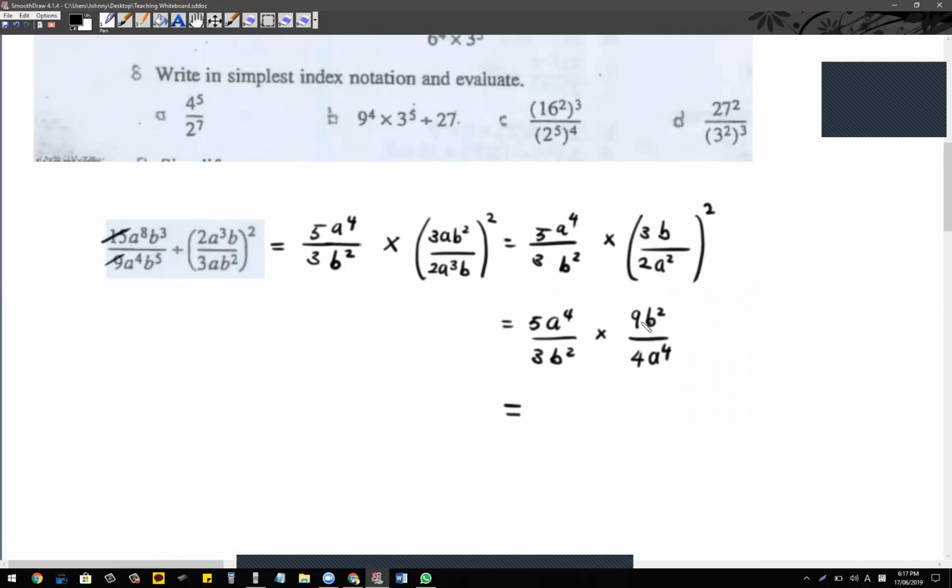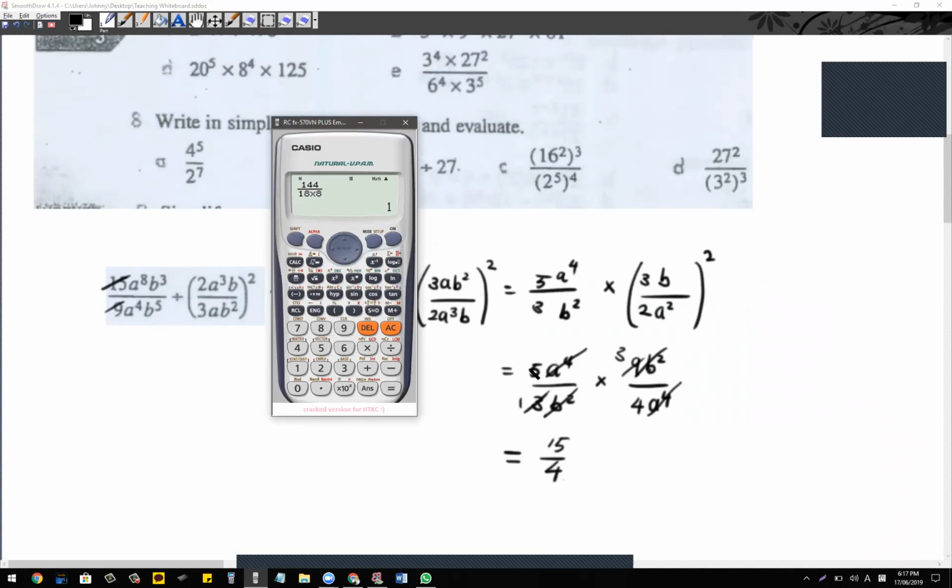Then you can do some calculation. b squared cancels out. a^4 cancels out. So 3 and 9 cancel out, so that's 1 and 3. So that'll be 15 on 4. 15 on 4. Let me double check.